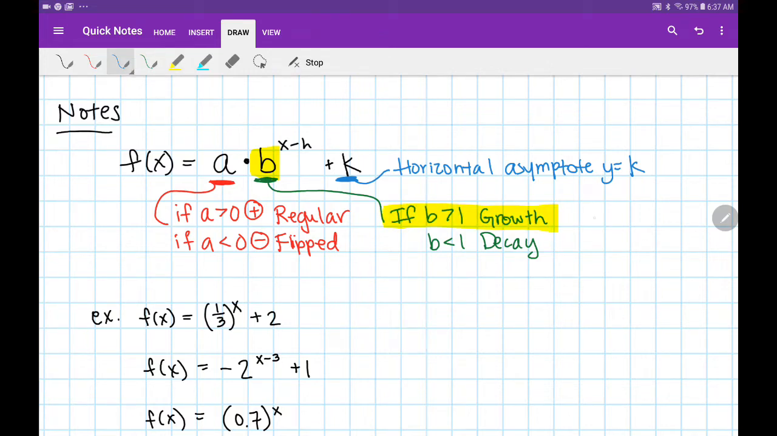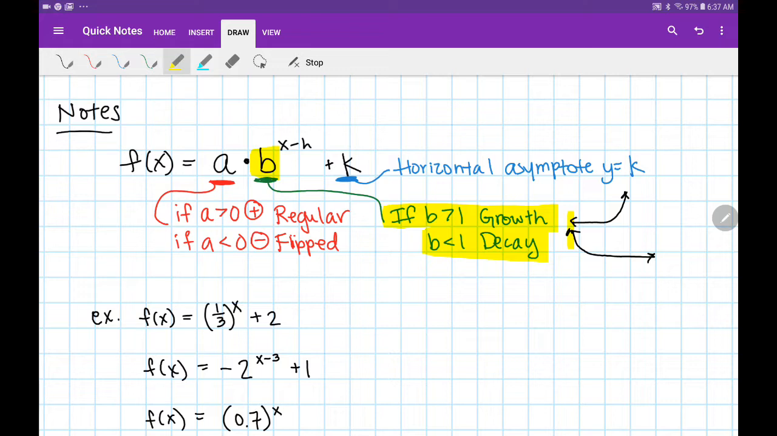we have a growth curve that looks like this. It starts slow and then it grows as it moves to the right. But if that base is less than 1, so if that base is like 0.5 or if it's 1 out of 3, if anything less than 1, then we have a decay graph, which actually starts high and gets lower and lower and then flattens out as it moves to the right. So we have growth versus decay.